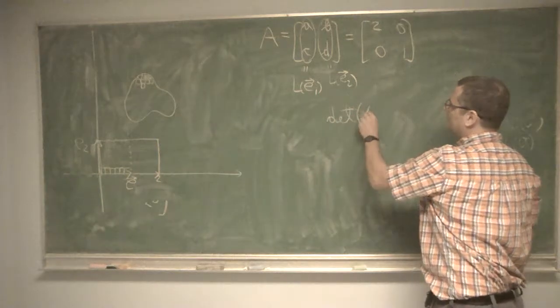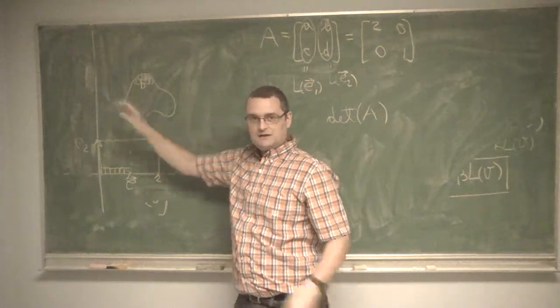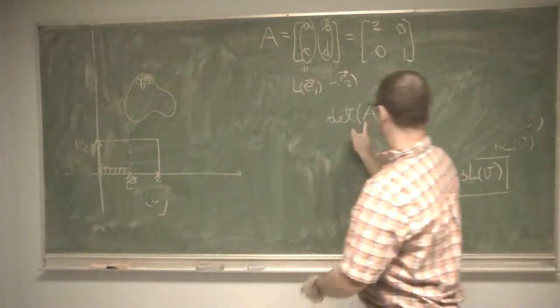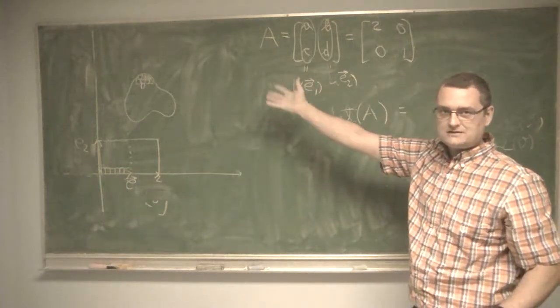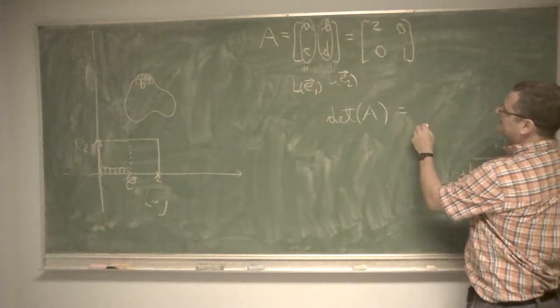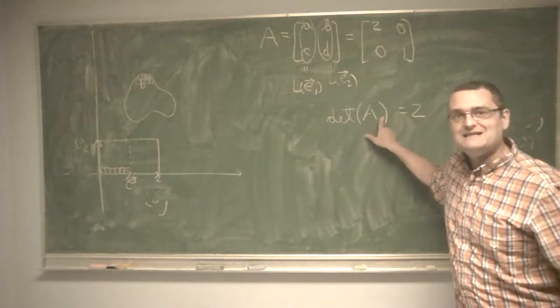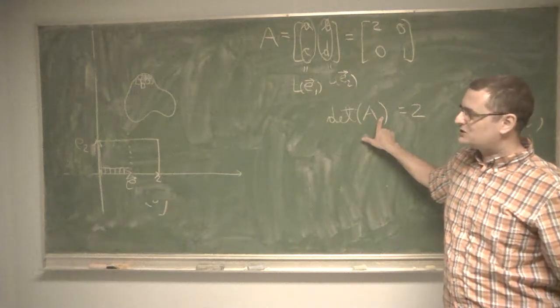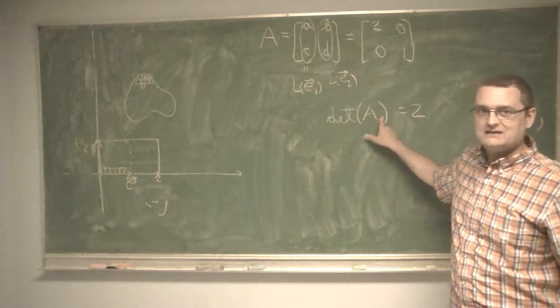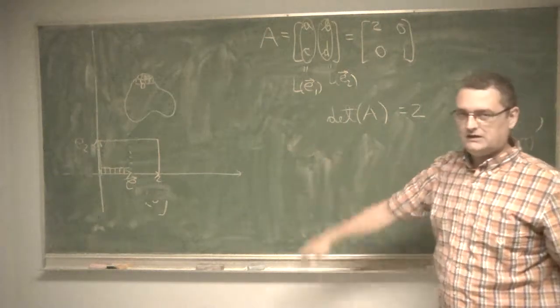And I told you that this transformation doubles the regions, doubles the areas, and determinant of A is actually that measure of deformation. In this case, it's 2, so that means that you double the area.